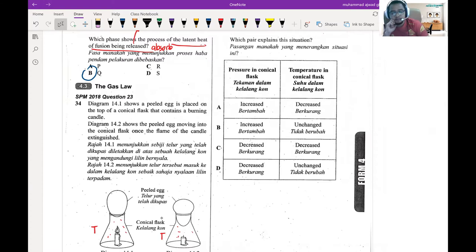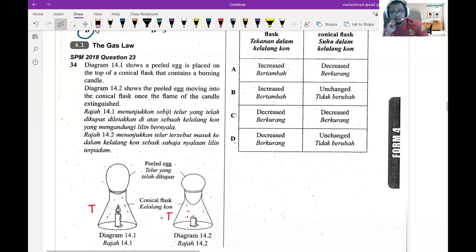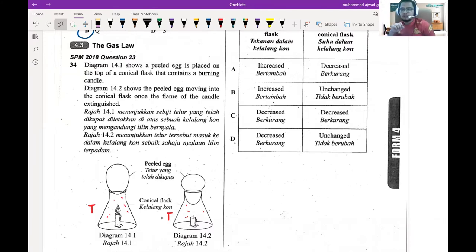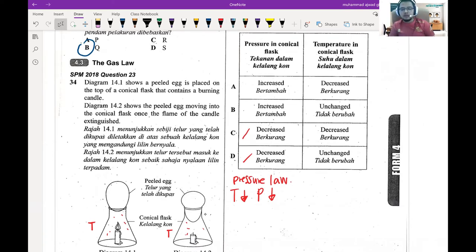Okay, apa jadi pada pressure dia? Pressure dia decrease. Okay, kenapa pressure dia decrease? Betul? Tapi kenapa pressure dia decrease? Sebab temperature decrease. Yes, the relationship is temperature decrease, pressure decrease. This is based on pressure law. Okay. So, the temperature in the conical flask, suhu dalam unchanged or decrease? Unchanged ke decrease secara logiknya? Decrease kan? Decrease. Right. Okay, that's a pressure law.